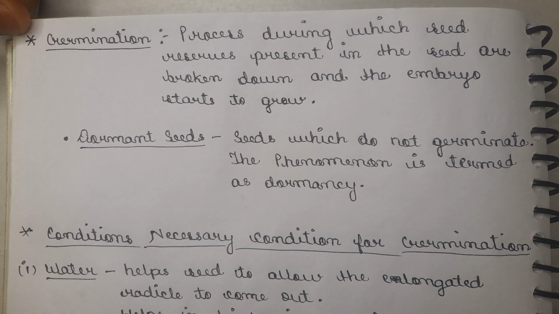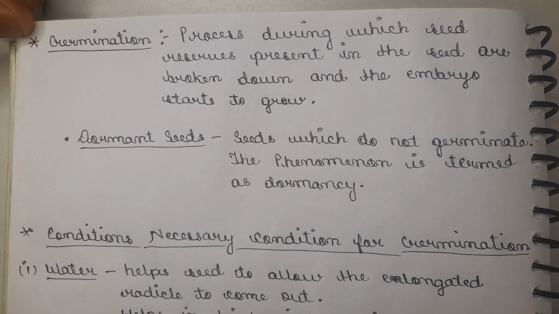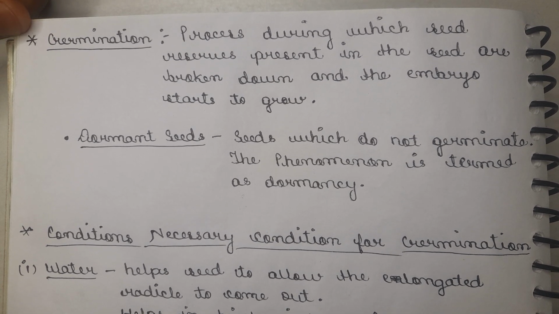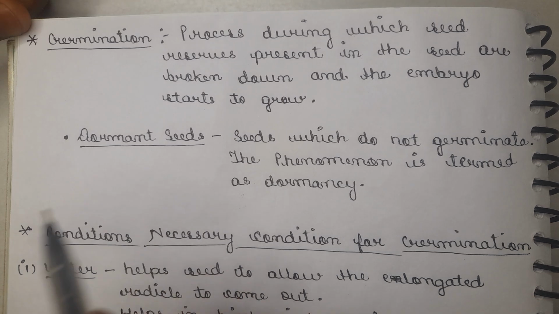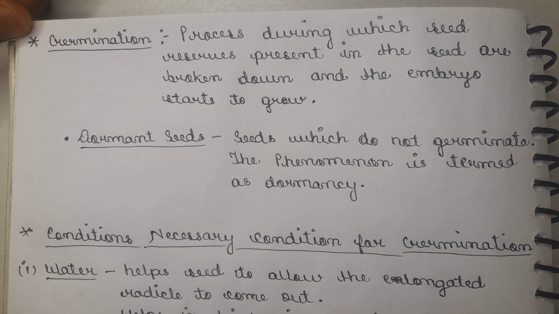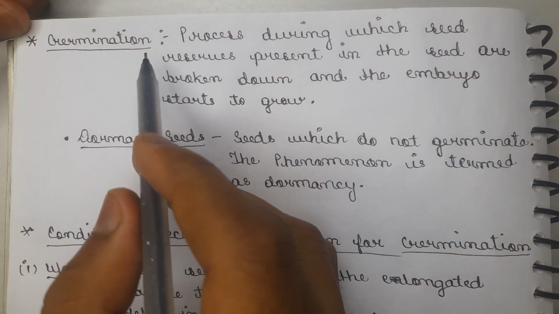So in this video we are going to understand the process of germination in seed. In the previous 2-3 lectures I have already explained the structural components of monocot and dicot seeds. Now it's time to understand the process of germination, which occurs inside the seed for the new growth of the plant. So what is this germination process?